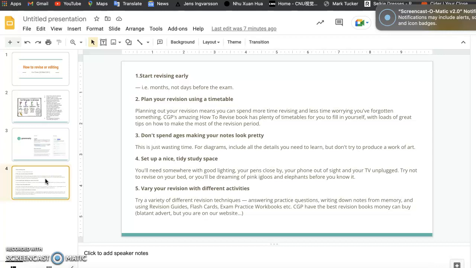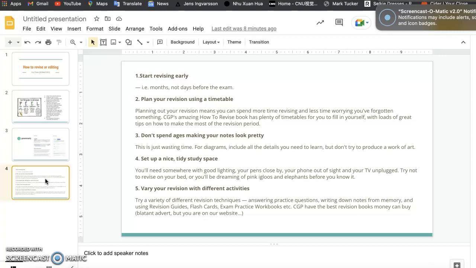So you should fill yourself with loads of great tips on how to make the most of the revision period. And thirdly, don't spend ages making your notes look pretty. Making notes look pretty is just a way to waste time, and actually you can't remember anything. So don't do that.